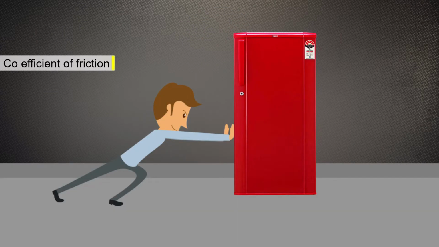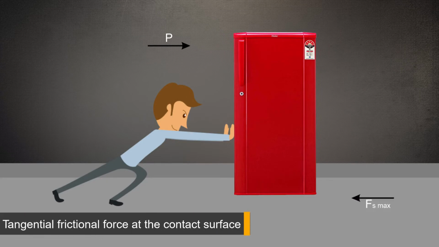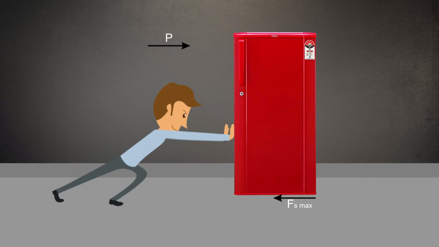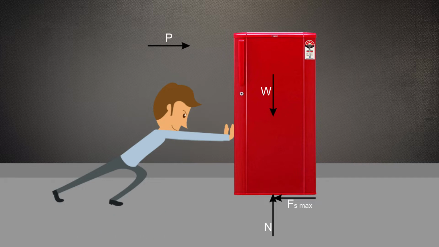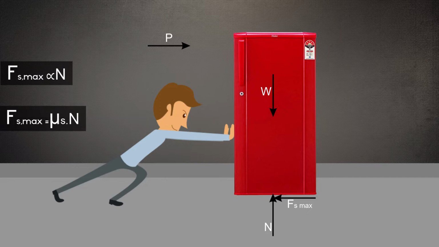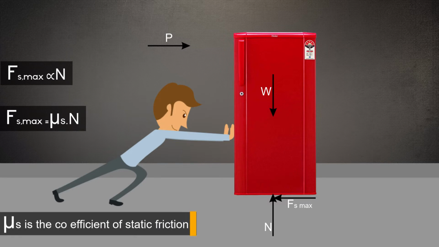We know that when you apply some force on the fridge, there will be a tangential frictional force at the contact surface, and there will be a normal reaction at the point of contact between the surfaces due to weight. According to Coulomb's law of dry friction, the magnitude of the limiting static friction is proportional to the normal reaction between the two sliding surfaces. That is, Fs max is proportional to N. If we add a proportionality constant mu s, it will be Fs max is equal to mu s times N. Mu s is called the coefficient of static friction. It is a constant which is decided by the nature of both contacting surfaces.